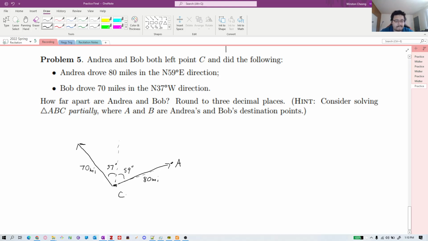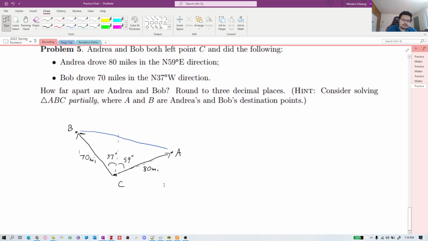Okay, and what we want is the distance, so diagrammatically we want this guy that I'm drawing in blue, which is the length of that other part of the triangle. So this relates to the whole solving of a triangle. That's why that hint makes sense. And notice the situation we have. We actually have side angle side, right? We can easily figure out what that angle is.